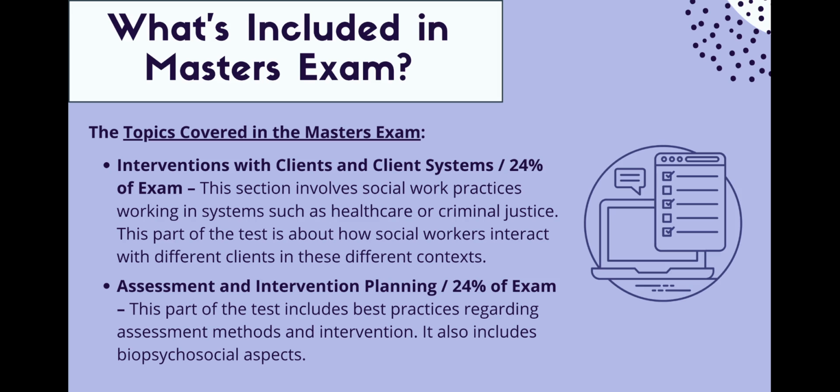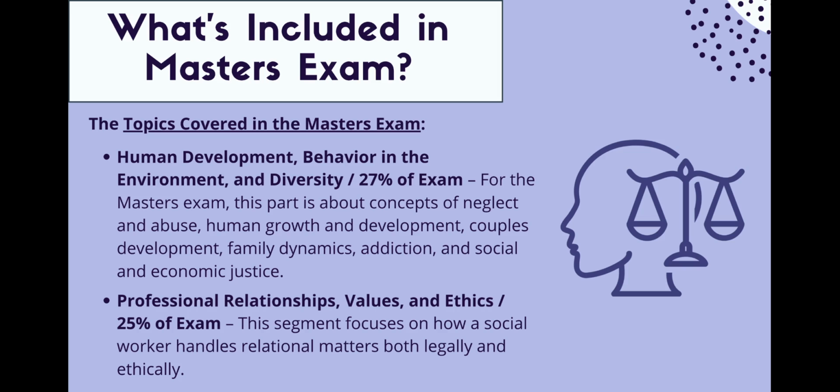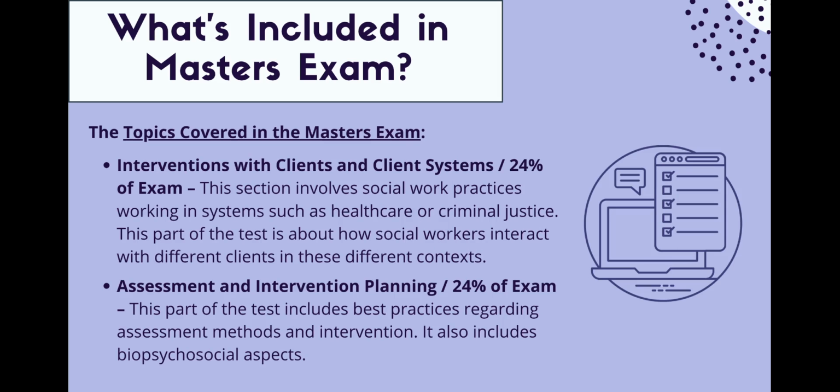And then our fourth piece of the master's exam is assessment and intervention planning, also making up 24% of the exam. This final piece of the exam includes best practices around assessment methods and intervention methods. It also includes biopsychosocial components as well. So those are our four parts again. So human development, behavior in the environment, and diversity is 27%. Professional relationships, values, and ethics. Again, ethics is 25%.